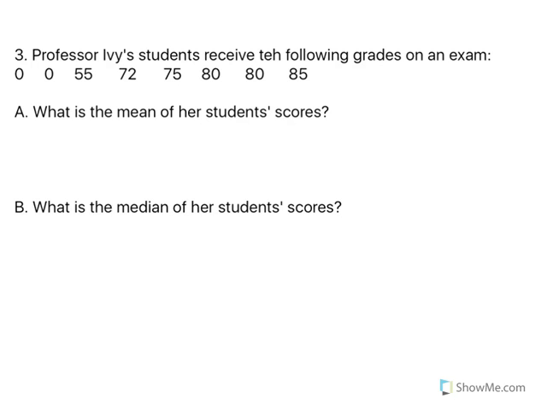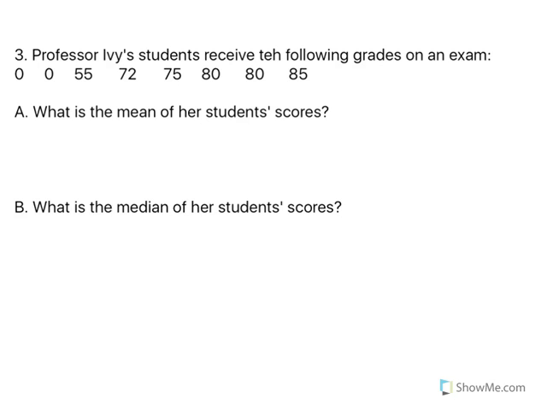Okay, so let's do some math here, a little refresher on mean and median. Professor Ivy's students received the following grades on an exam: 0, 0, 55, 72, 75, 80, 80, and 85. I'm assuming these two suckers just didn't show up because really, how do you get a 0? Right? You can know nothing, get better than a 0.